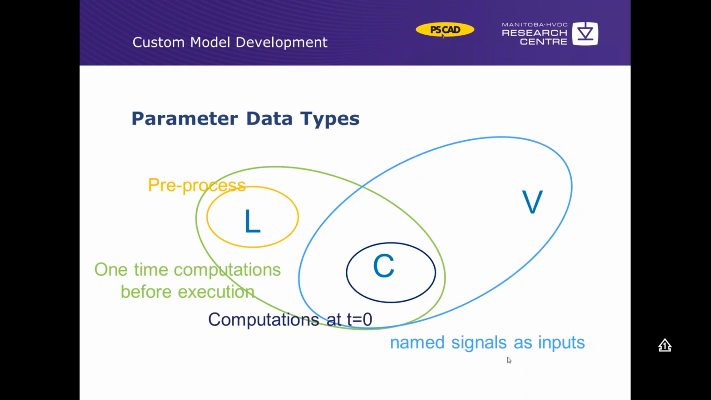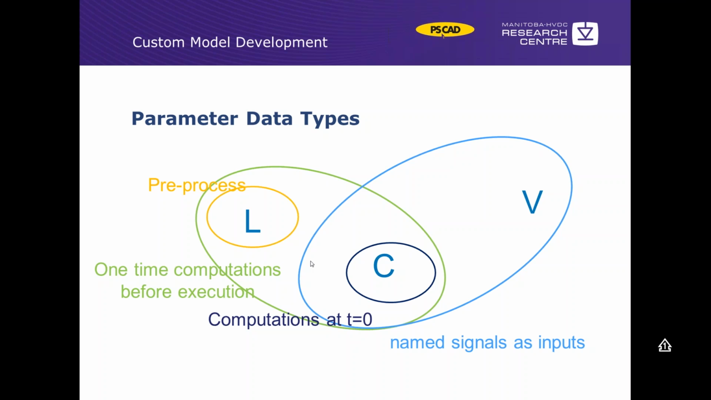There's another way of presenting literal, constant, and variable. Literal and constant, because they don't change, you can use for one-time computations before execution. Constants and variables, you can have named signals. Literal, because we know what the value is before we generate the Fortran files from the circuit components, we can use it to pre-process the code and have a simplified code if you are using literal parameters.